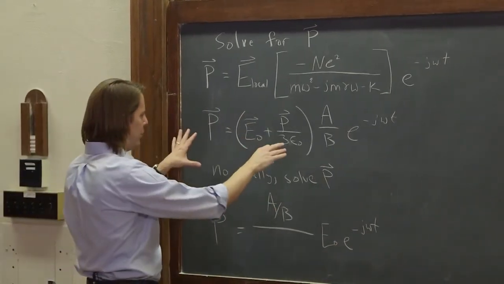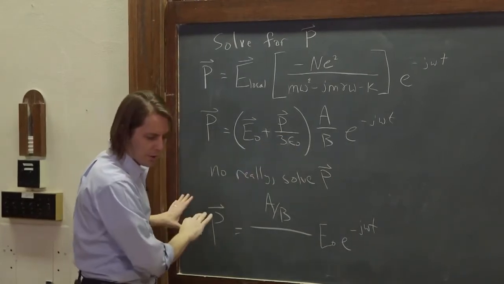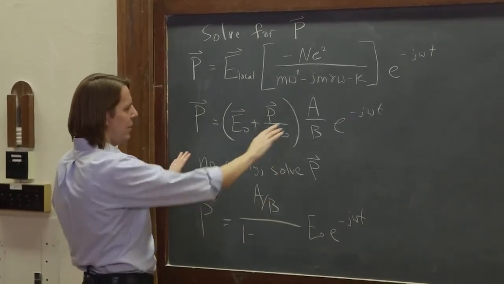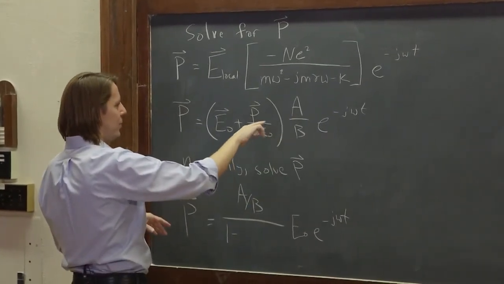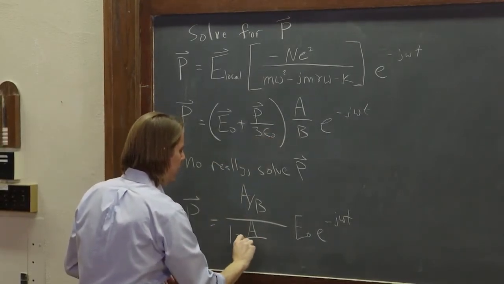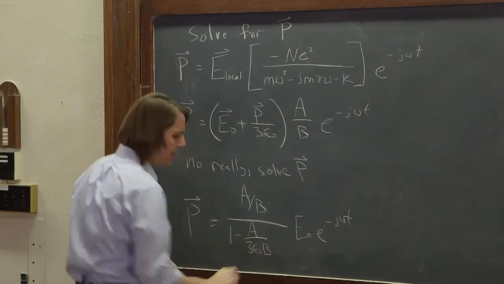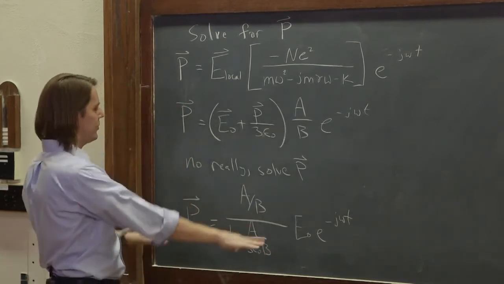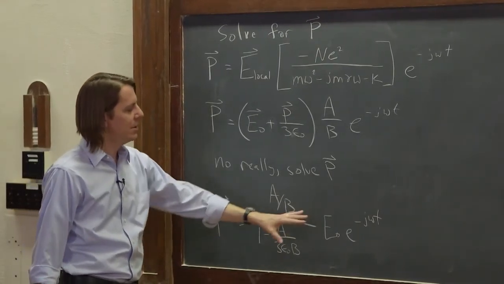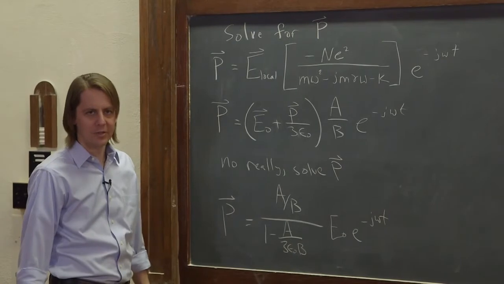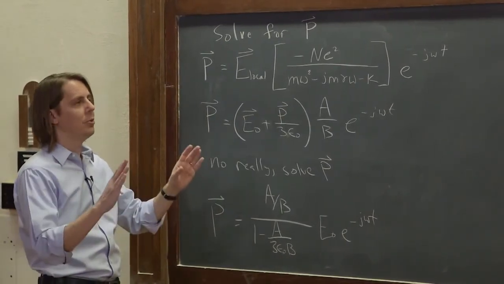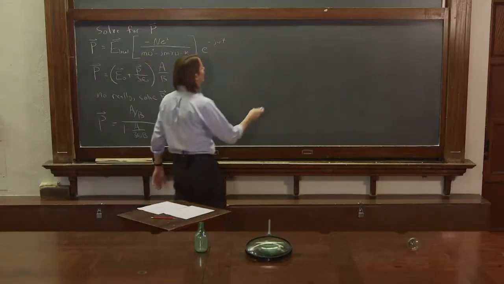And then the bottom would have been 1 minus, let's see, 1 minus A over B, and then what's left is the 3 epsilon naught. So A over 3 epsilon naught B. And that's all that's left in the bottom. Yeah, so A over B over 1 minus A over 3 epsilon naught B, and then E naught e to the minus J omega T. And then we finally solve for P. Okay, but now we want to simplify it. All right, so let's keep going.